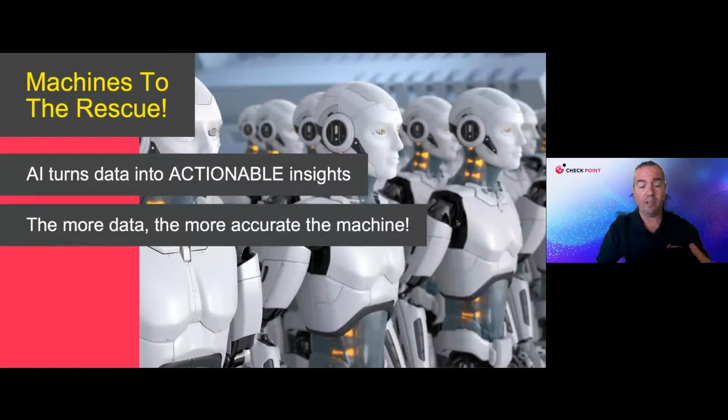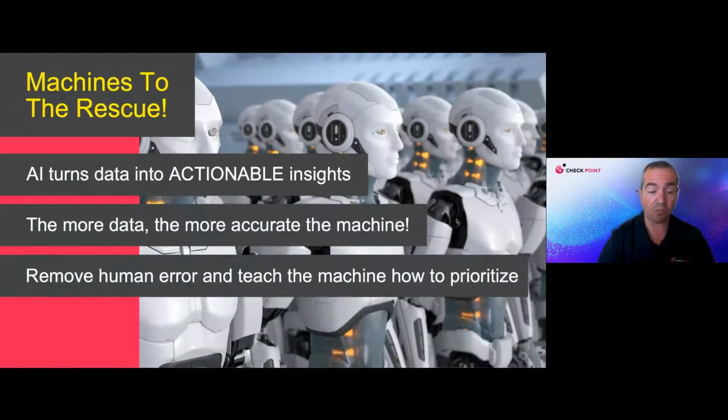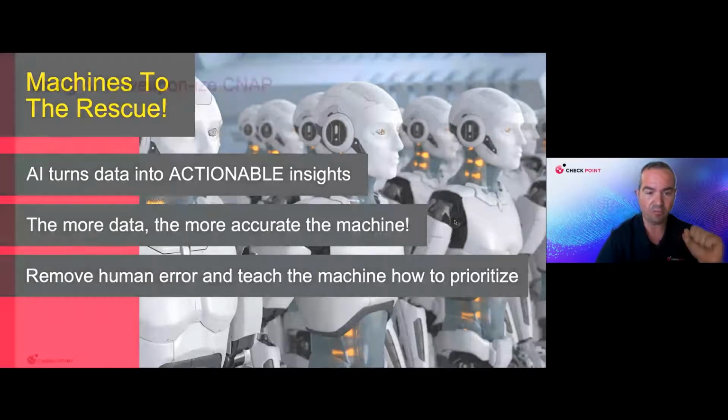When we talk about the more data we have, it's not just the data within your organization. Assuming that your cloud security vendor is a leading one with thousands of customers, and sees tons of data coming from these customers, the machine that is going to reduce the risk is going to be more accurate and smarter. At the same time, machine learning removes human error, teaches the machine how to prioritize, and helps the human side to prioritize based on very actionable insights, as I said earlier.